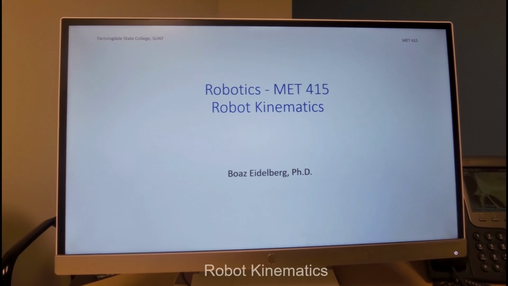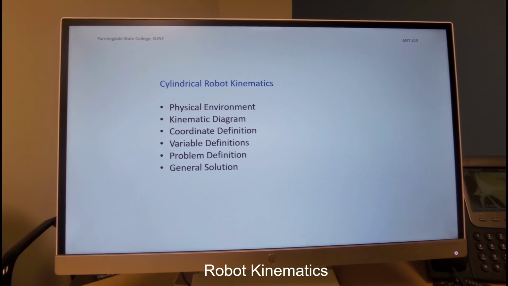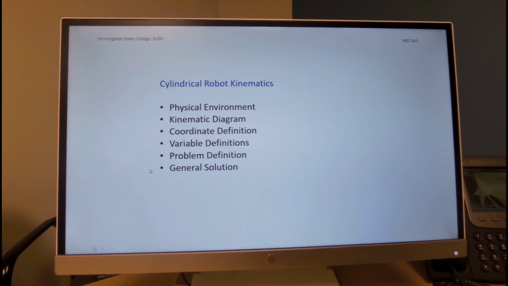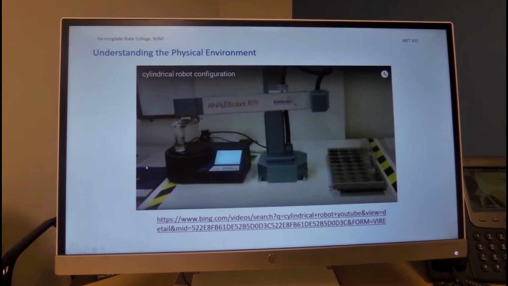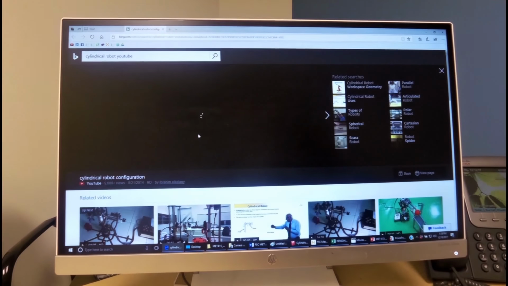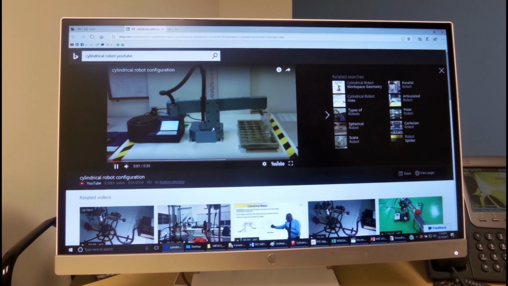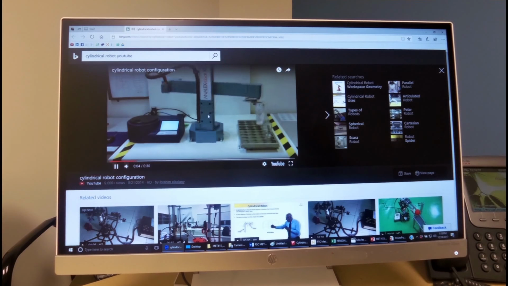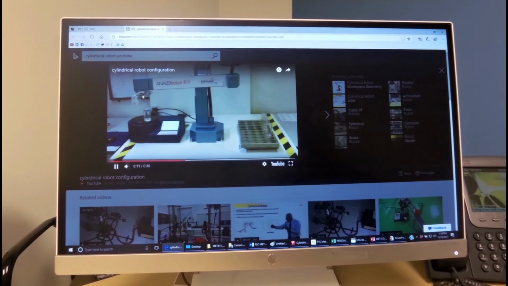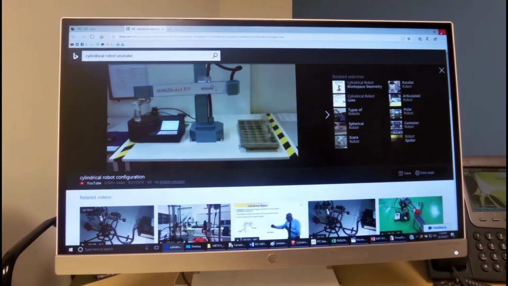We will discuss this afternoon robot kinematics. We look at the physical environment, kinematic diagram, coordinate definition, variable definition, problem definition, and a general solution to the problem. Here's an example of a cylindrical robot. You see it has a revolute joint at the bottom. It has a prismatic joint going up and down, and a prismatic joint going in and out, and it has a gripper at the end.